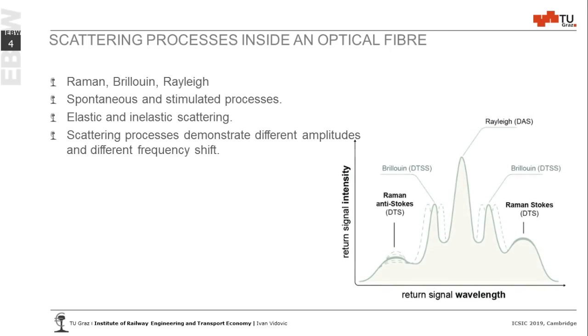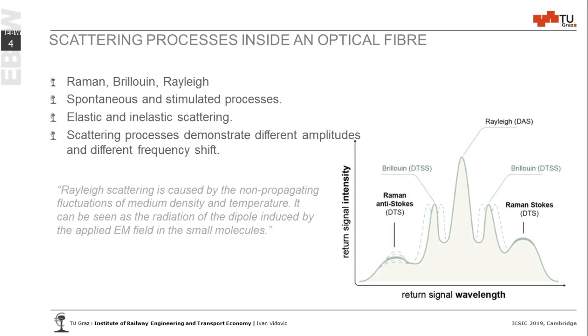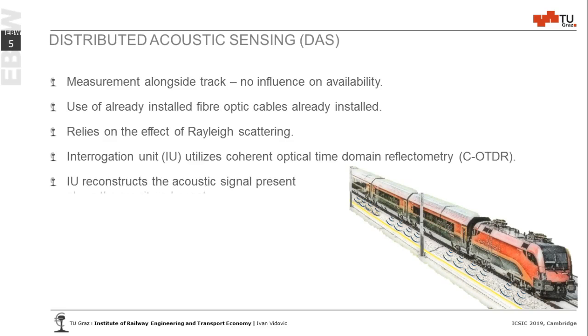Within an optical fiber, there are various scattering processes. I'm not going too much into detail of that. Some of you are aware of this, and you can read it in the paper. So, 3 scattering processes, which can be divided into spontaneous, stimulated, elastic, inelastic, linear, and nonlinear processes. Most of them, the main difference is the different amplitudes and the different frequency shift. We are going to focus in this work on the Rayleigh scattering for distributed acoustic sensing.